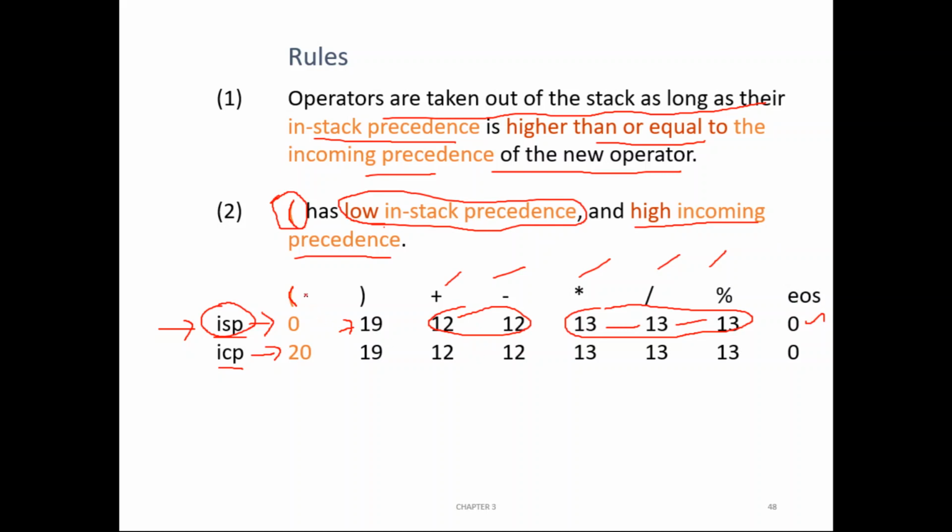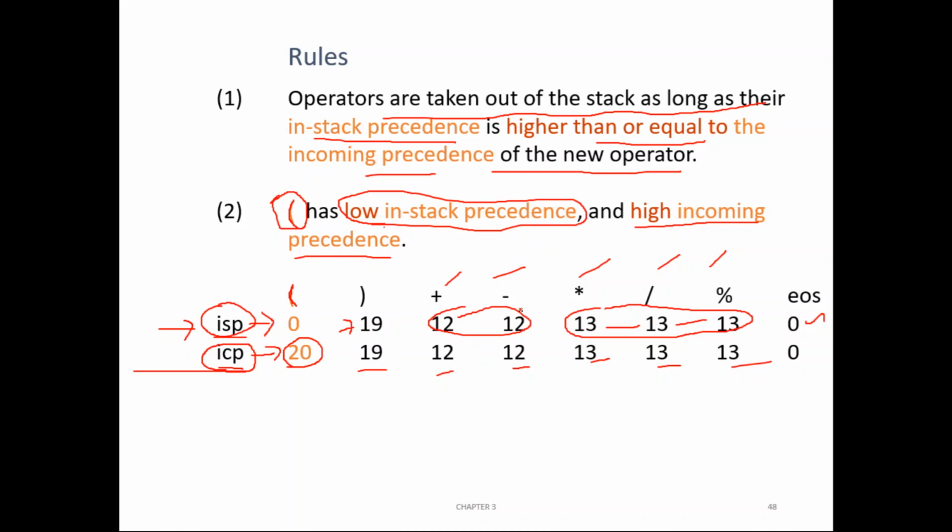But when the open bracket is an incoming open bracket, it will have the highest precedence, that is 20. Remaining all, there is no change, the incoming precedence and in-stack precedence are the same. The incoming precedence for close bracket is also 19. The incoming precedence for plus is 12, minus is 12, star is 13, slash is 13 and modulo is 13.